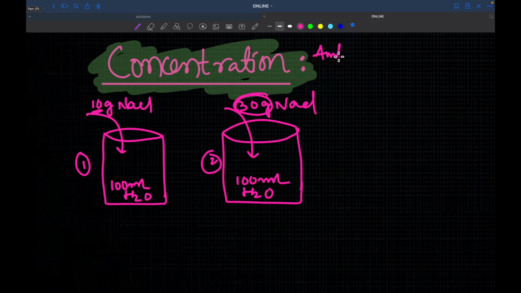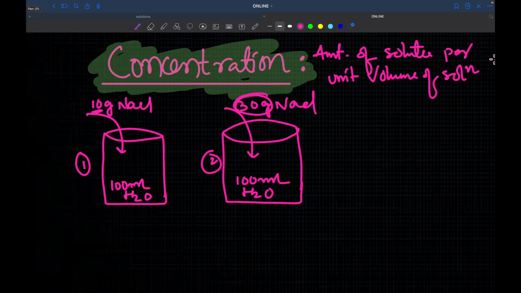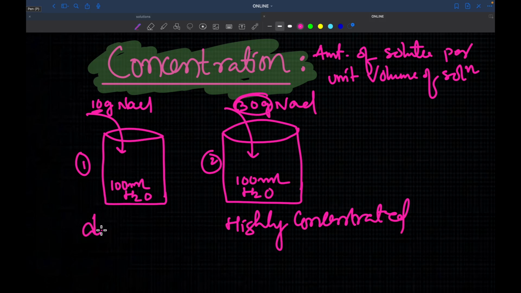I'll write here: the amount of solute per unit volume of solution is called concentration. I would say the concentration of the second beaker is high, so this is highly concentrated. And this is diluted or low concentrated solution.